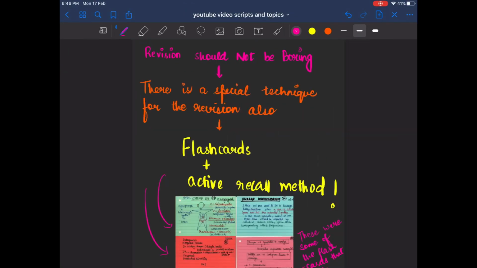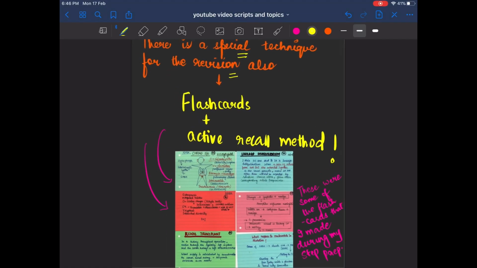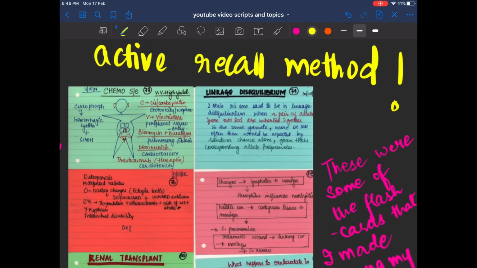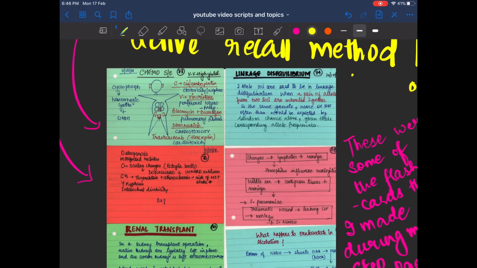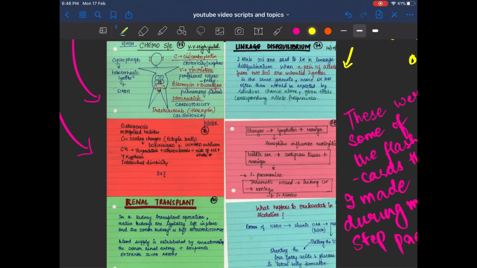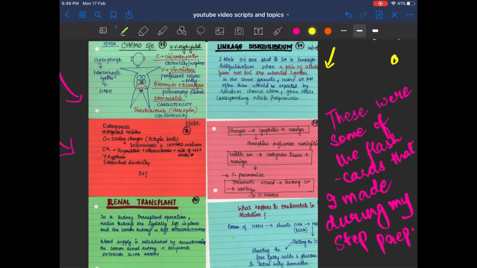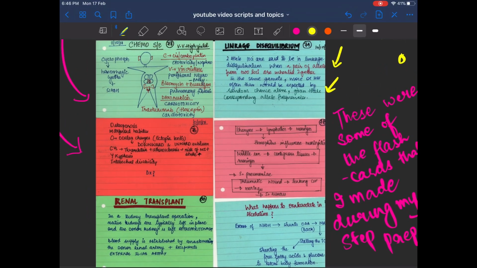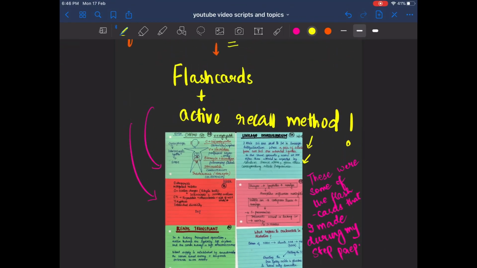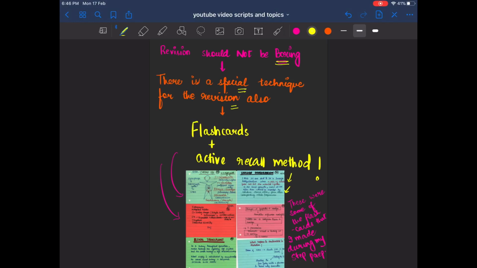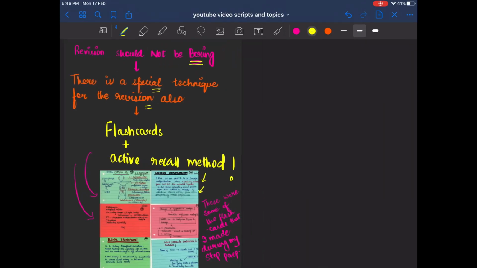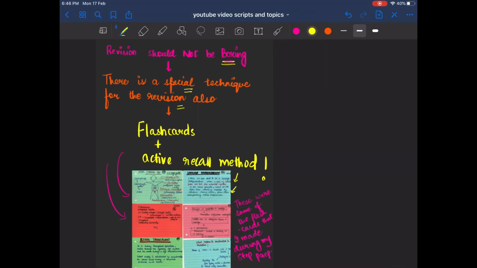There is a special technique for the revision also, which is known as flashcards plus active recall method. Now this picture is the example of the flashcards that I prepared during my preparation for USMLE Step 1. I wrote all the topics which I felt were super high yield and I easily forgot. So I wrote these on the flashcards, and I used to revise them again and again, and this was a very interactive and not so boring technique of revision. It is research proven, mind it, that active recall helps you to revise better and consolidate your concepts also.